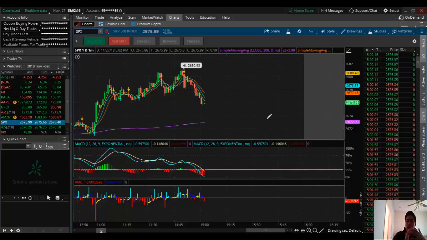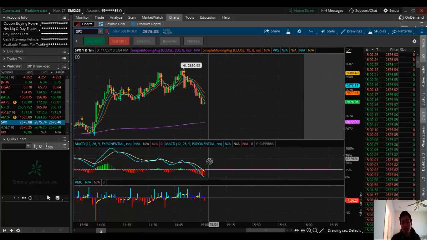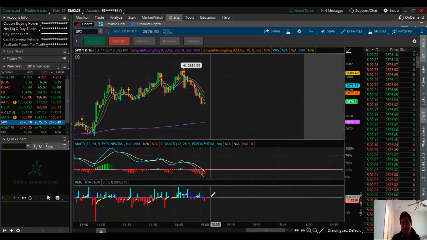Thinkorswim provides me with many different tools like the price action. You can see who's trading at what time and the size of the trading. And I can also add in the MACD, the RSI, and the PMC. All those nice indicators to tell me what's going to happen.